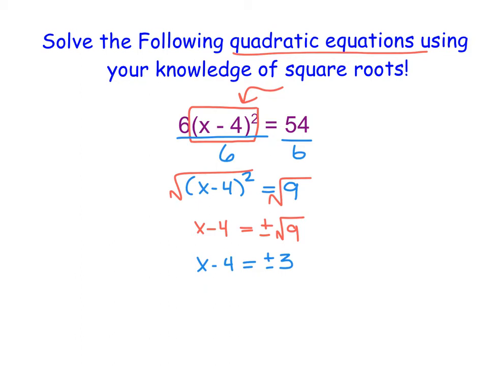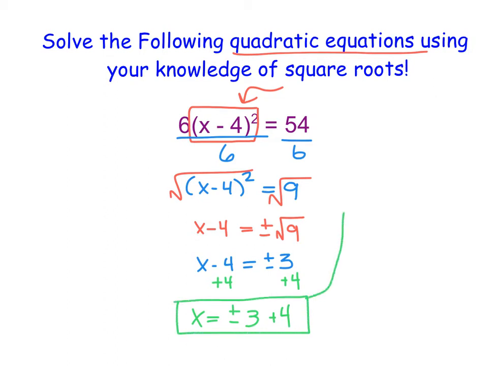Now, I still need to get my x value by itself, so I'm going to add 4 to each side. So we end up with x equals a plus or minus 3, and then both of those added to 4. Now, because we don't have any square roots in this problem, we can actually take this one step further and find what x actually equals. So I'm going to take this further and help you figure out what this notation actually means. This notation with the plus or minus is saying x is equal to two things.